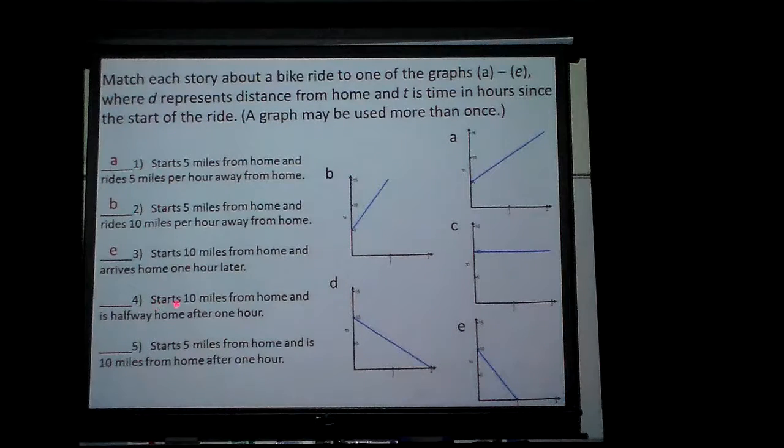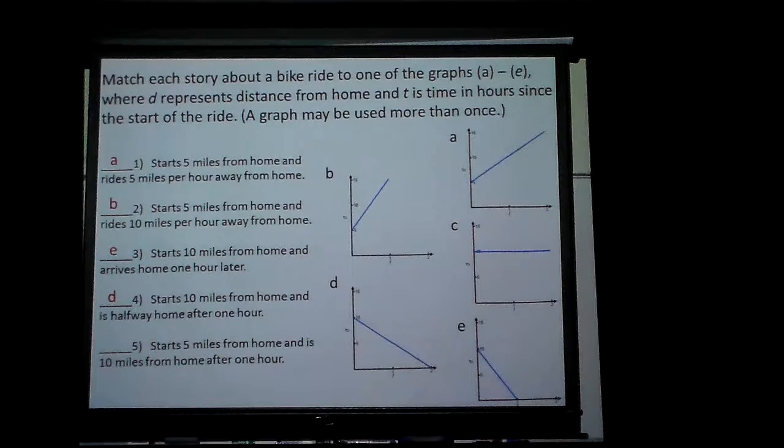Now look at the next one. We start 10 miles from home, and it's halfway home after an hour. Okay, well here's 10. These are 3 with 10, C, D, and E. That one doesn't get closer to home. He is home in an hour there, but here, at the halfway point, he is halfway home. So that would be D.